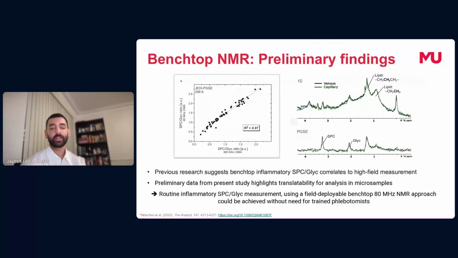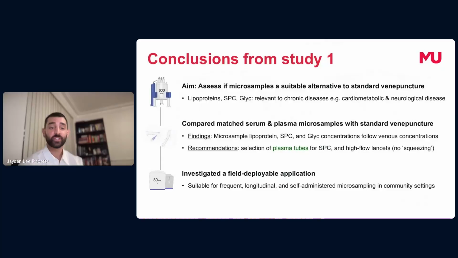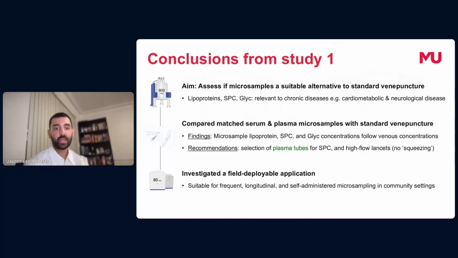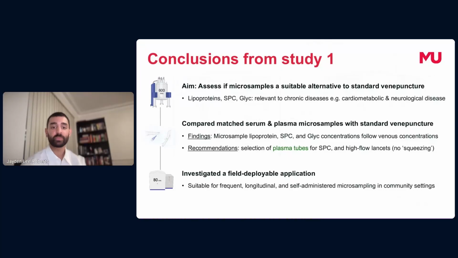So overall, in conclusion, this study focused on whether microsamples were a suitable alternative to venous ones for measurement of these lipoprotein, SPIC and GLIC parameters. And what we found was that there is a good correlation between the two. However, some recommendations, particularly for SPIC measurements, were selection of plasma tubes and use of high-flow lancets to allow for the best equivalence between the 2 collection sites. We then investigated a field deployable application, which highlighted that for the SPIC and GLIC measurements, this could be an alternative for routine and point-of-care assessment in community settings.